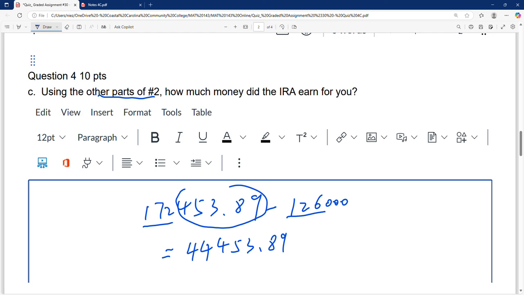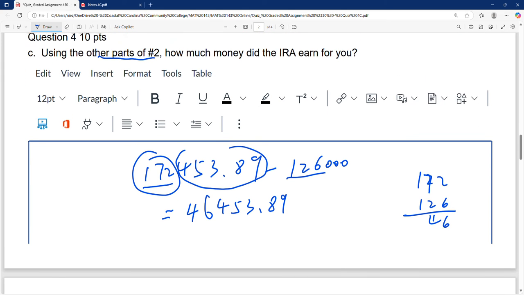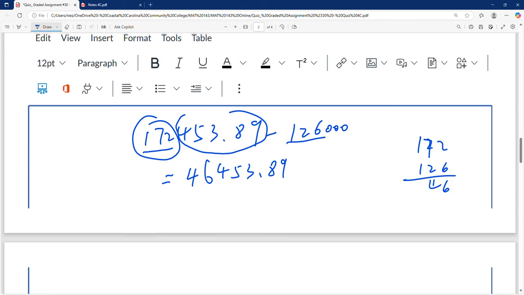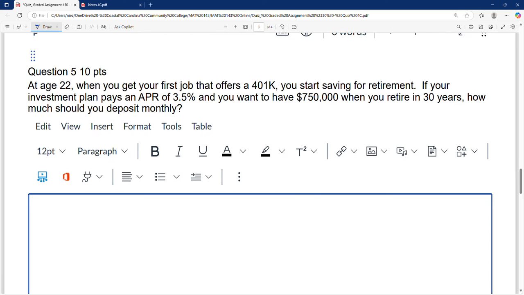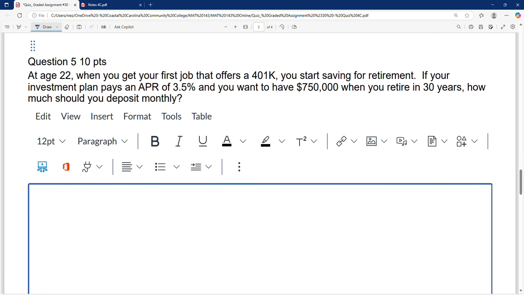Okay, I did it wrong here. So 172 minus 126: 12 minus 6 is 6. So here one digit is wrong. This should be 6. Okay, so this is for question 3. So questions 2, 3, 4 are actually one question, just split into 3 questions.